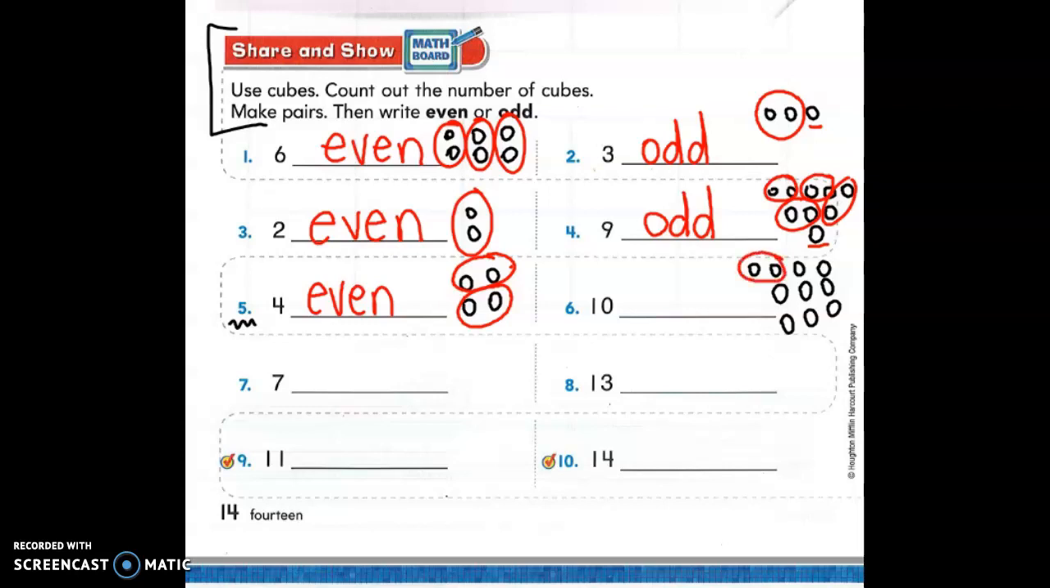Circle a pair of 2. Make sure you're circling your 2. Remember, you can pause the video if you need to. 4, 6, 8, 10 with no pairs left out. So the number is even. I know I can count by 2s. 2, 4, 6, 8, 10.